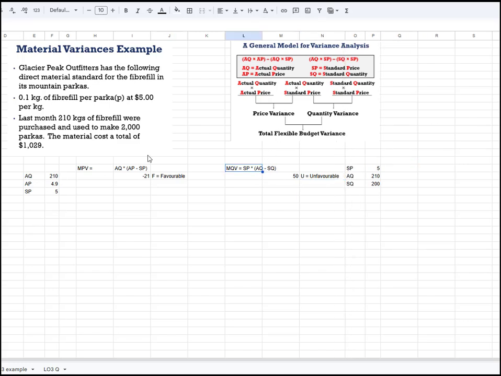So together, what is the total variance and the total flexible budget variance equals $29, and that is going to be a $29 unfavorable. So we spent more than we thought by $29 this month.